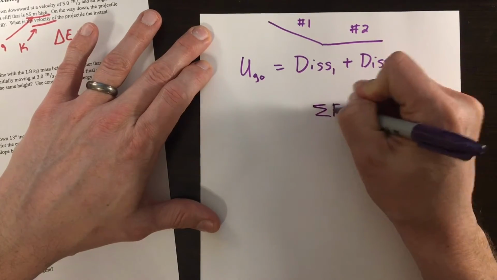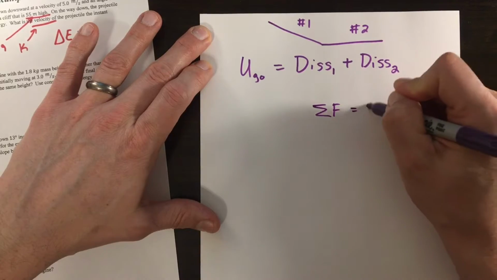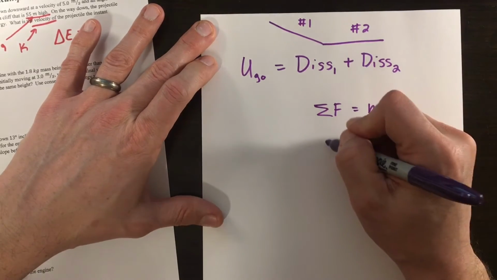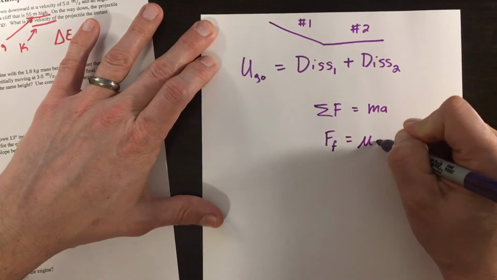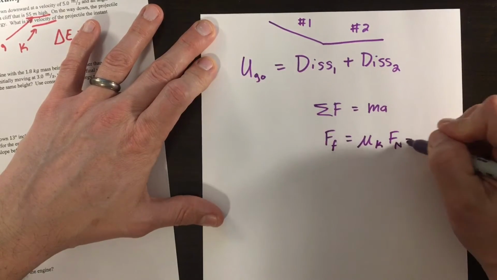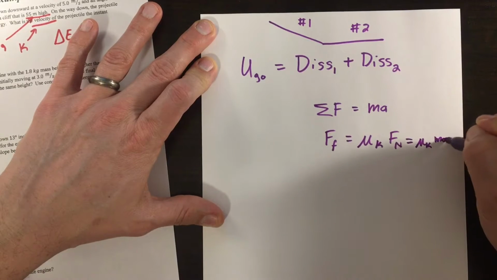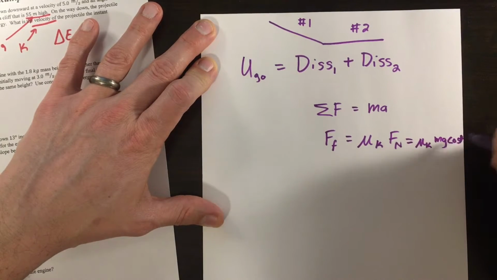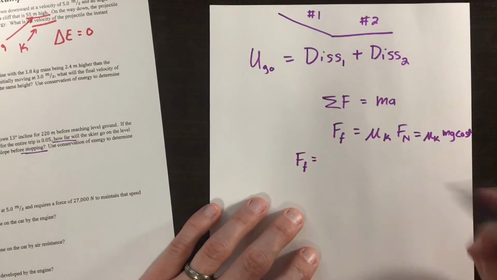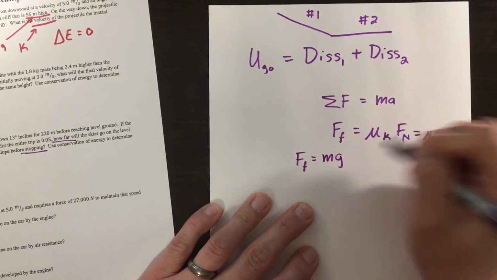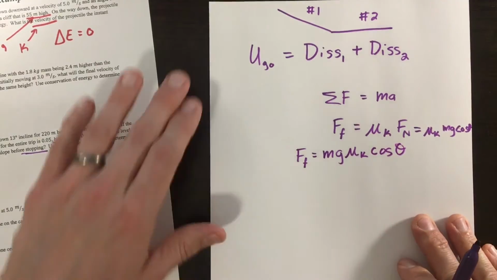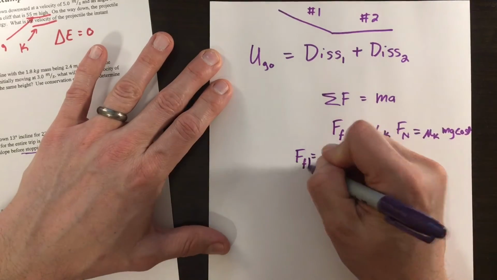The net force, as you're on an incline, is going to be equal to mass times acceleration. So the force of friction, and really, you know what, I don't even need this. What I really need is the force of friction is equal to the coefficient of kinetic friction times normal force. And the normal force on an incline, if you remember, is going to be equal to the cosine component of gravity. All right, so the force of friction on the first part is going to be equal to the mass times gravity times coefficient of kinetic friction times cosine of the angle.